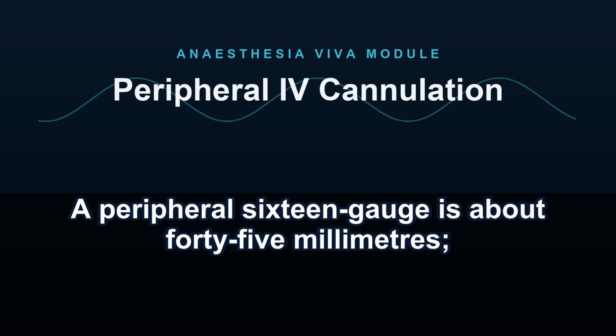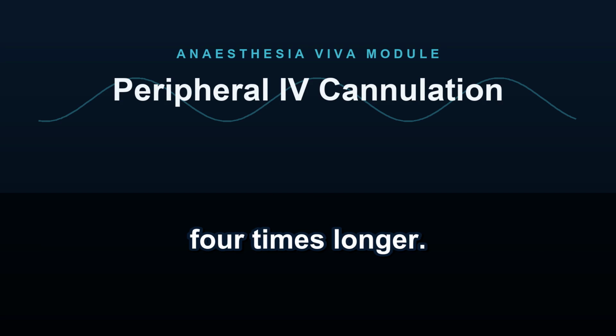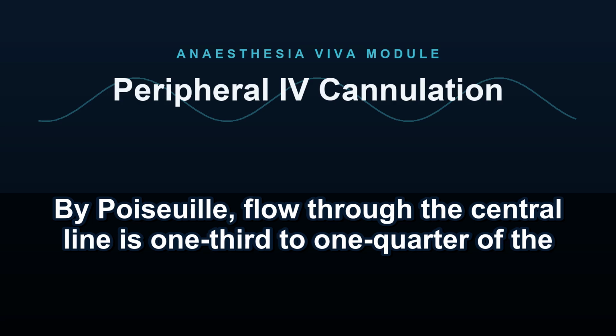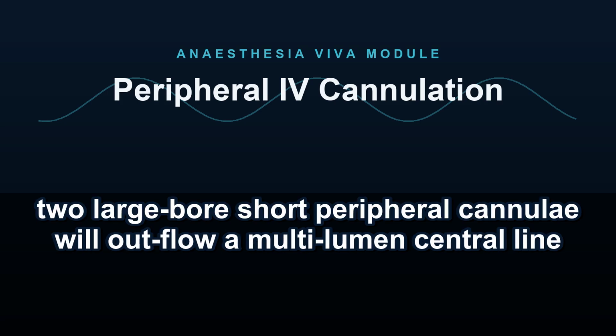Length. A peripheral 16-gauge is about 45 millimeters. A central catheter of the same bore is 15 to 20 centimeters, 3 to 4 times longer. By Poiseuille, flow through the central line is 1/3 to 1/4 of the peripheral. For rapid resuscitation, 2 large bore short peripheral cannulae will outflow a multi-lumen central line every time.